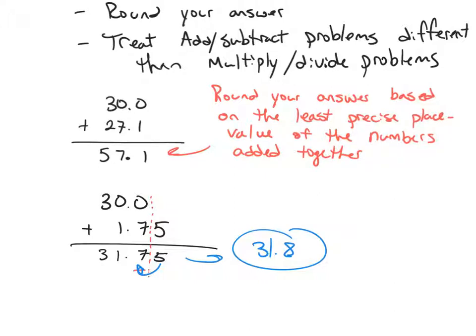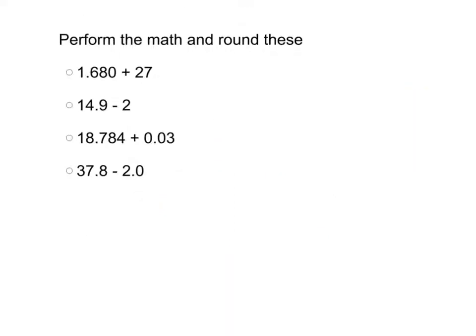And that includes if you add 3 numbers or 4 numbers or 5 numbers together, you always round based on the least precise number. So as you see, these are all addition and subtraction problems, and we're just going to perform the math and then round these off to the proper number of place values based on the numbers that I added or subtracted together.